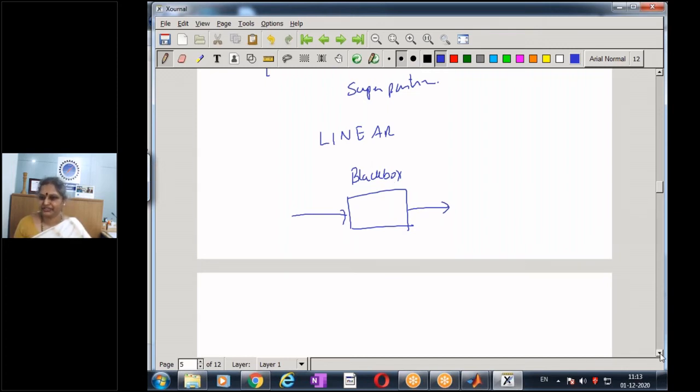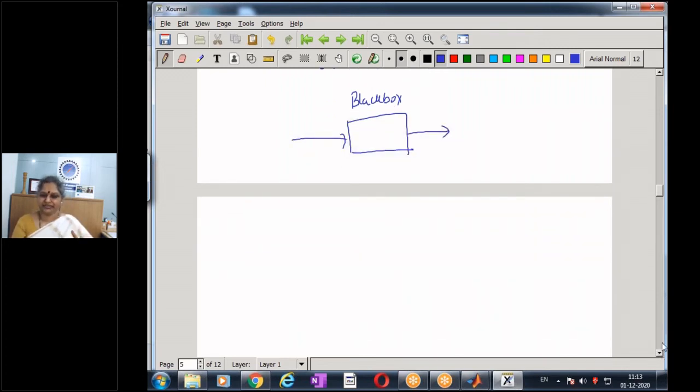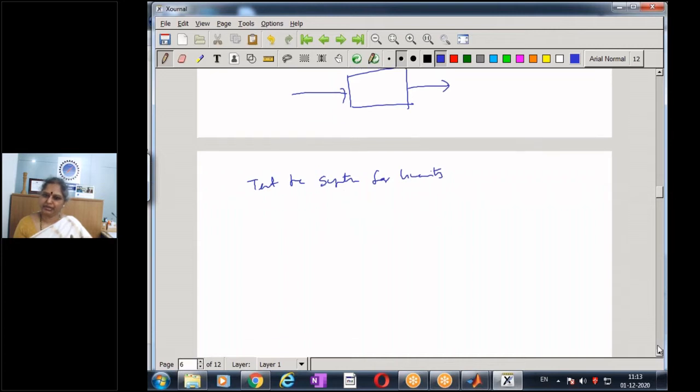Now, if I want to test the system for linearity, I need to check. If I go by the formal definition of linearity, I will have to give one input sequence x1 of n and observe my corresponding output y1 of n. It is not difficult because I can give any input and record the output of the system.